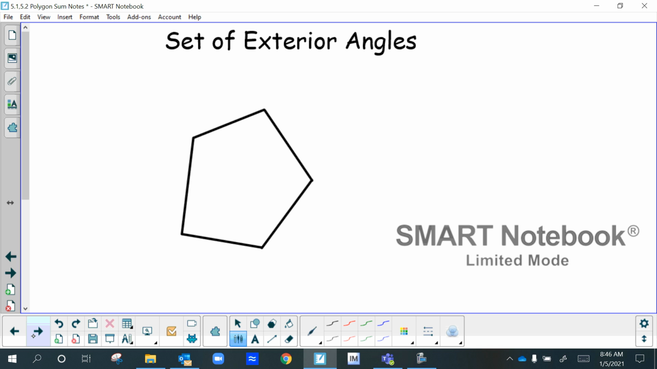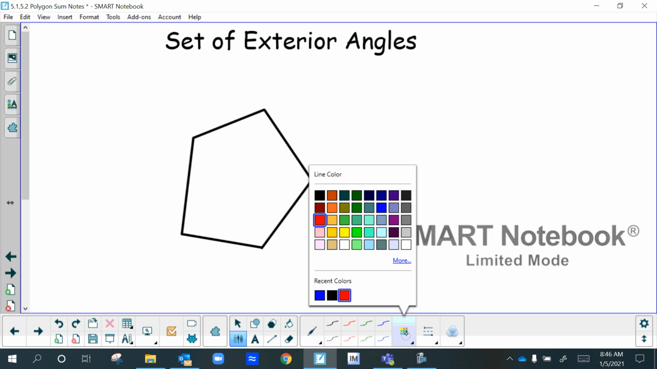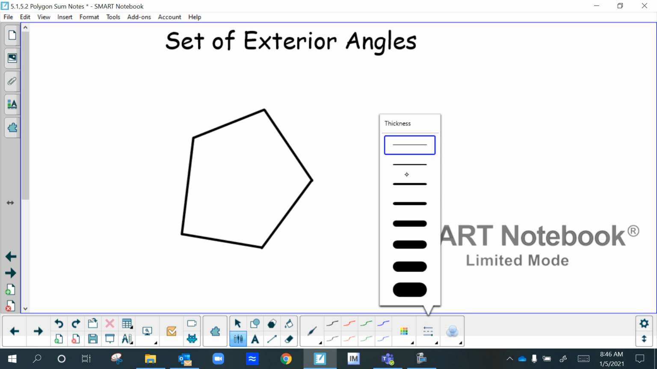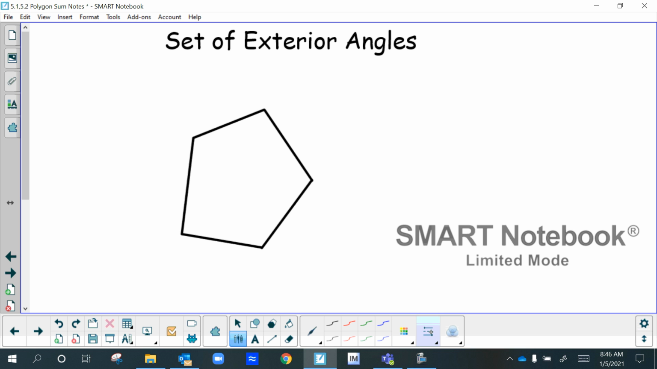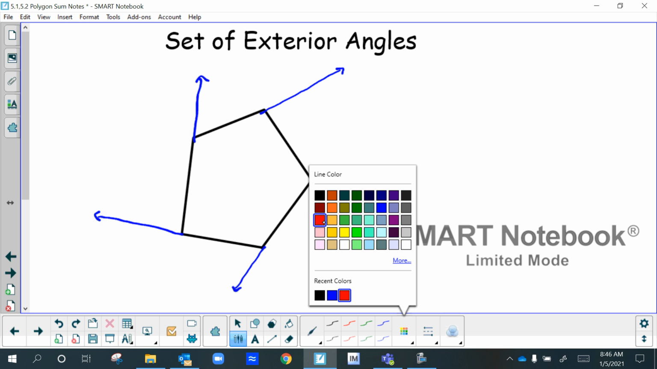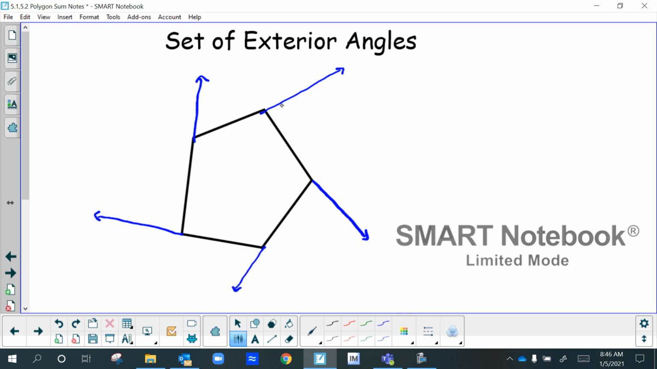Okay, so what is a set of exterior angles? I want you to draw this right here. A set of exterior angles is going to look like this, where you extend this side right here, and then you keep it going in that same format. You don't have to draw the arrows at the end, I just like to draw them. Okay, so these are the angles that are a set of exterior angles.